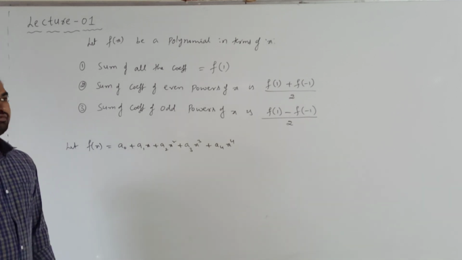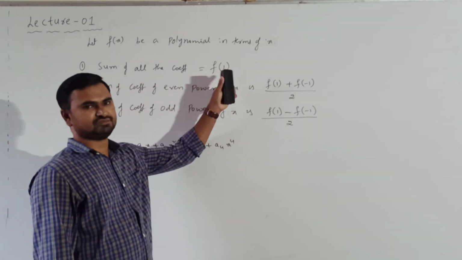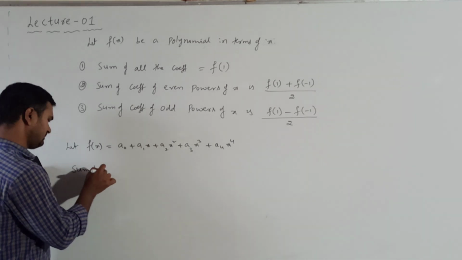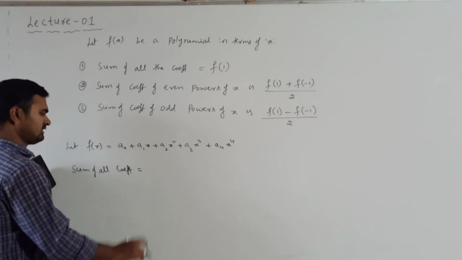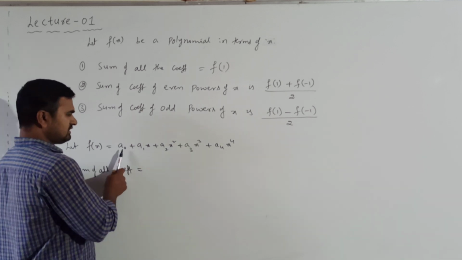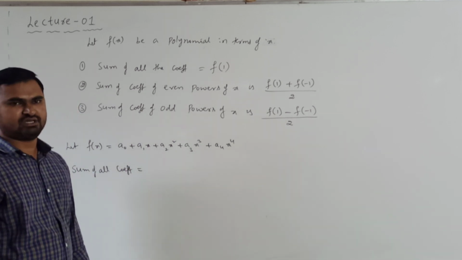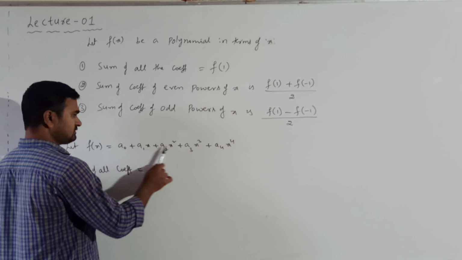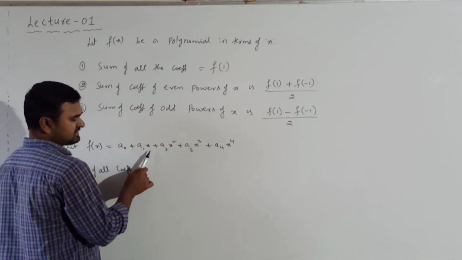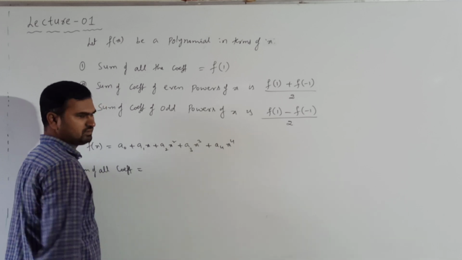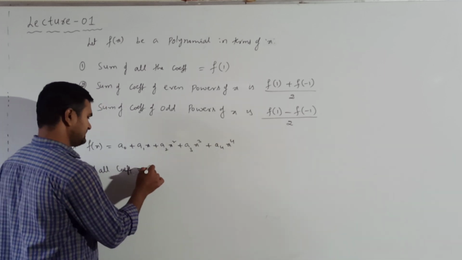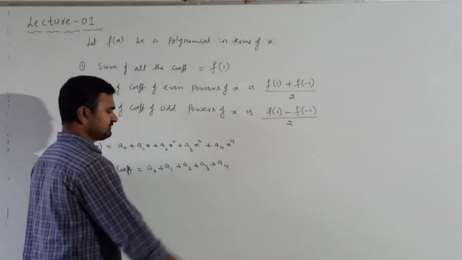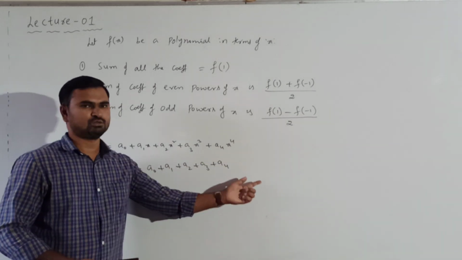Now in this, if I want to find the sum of all the coefficients, remember, we are not discussing binomial coefficients. It is about all the coefficients, so including the constant also. So what are the coefficients here? a0 is a coefficient, a1, a2, a3, a4. What is their sum? a0 plus a1 plus a2, a3, a4. So this is the sum of all the coefficients.